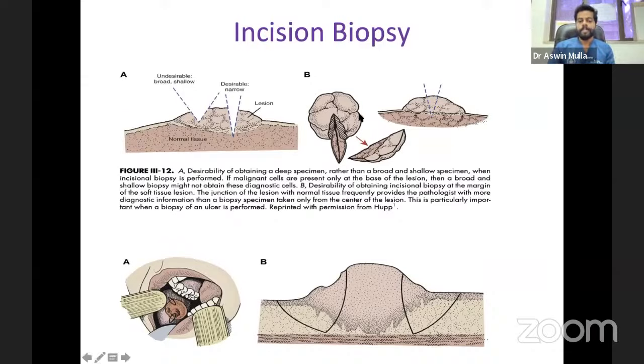Then always take biopsies. Suppose this is a lesion, always take the biopsy from the edge. Edge biopsy is always preferred. Suppose you have a tumor like this and you take the biopsy from the center, you will only get necrotic material. That doesn't mean the patient doesn't have any cancer. So always take from the edges.